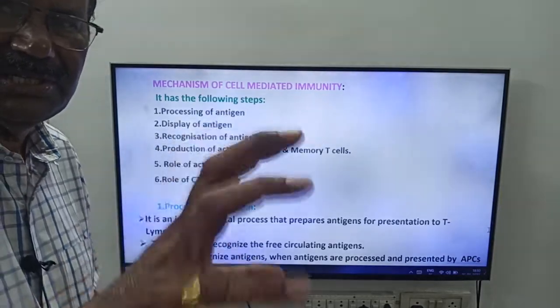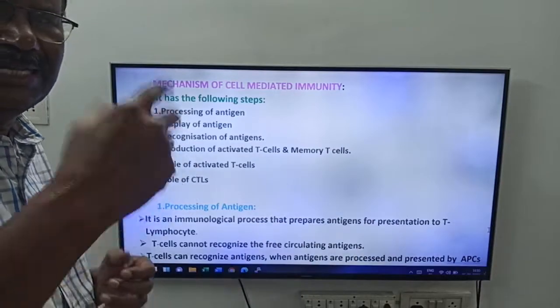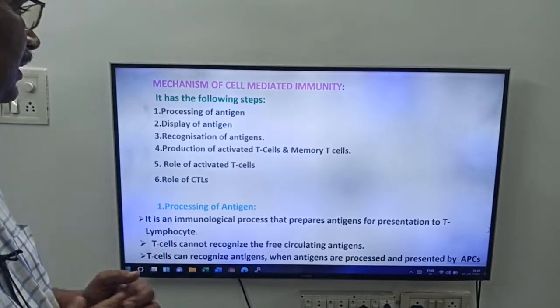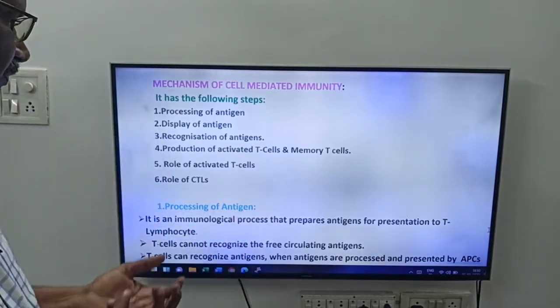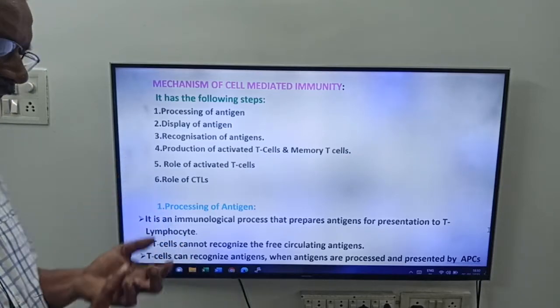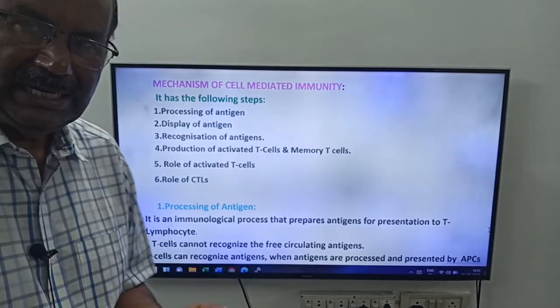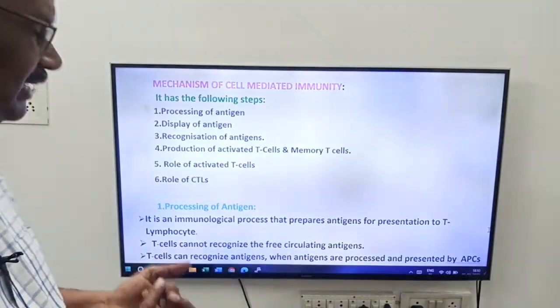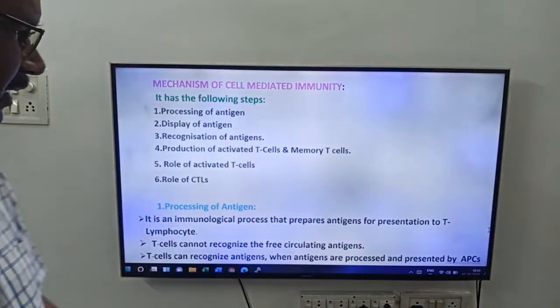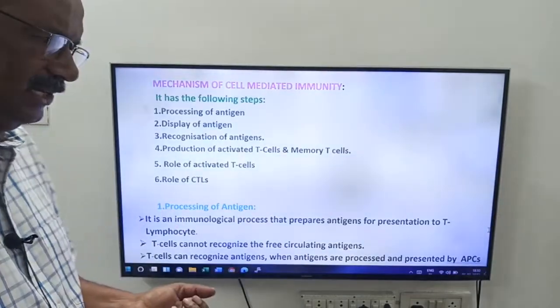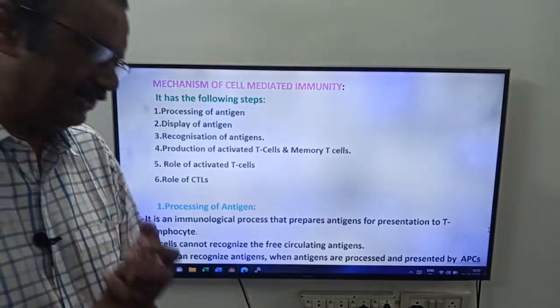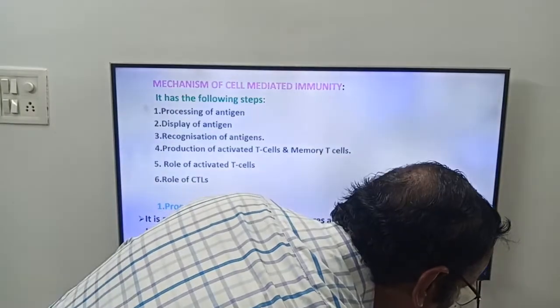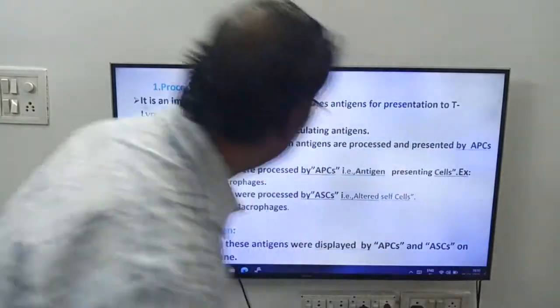Friends, you have to remember these 6 steps. It is easy for us to write in the exam. What are those 6 steps? Processing of antigen, display of antigen, recognition of antigen, production of activated T cells and memory T cells, role of activated T cells, and role of CTLs. Okay, friends. Now, first we will see the processing of antigen.